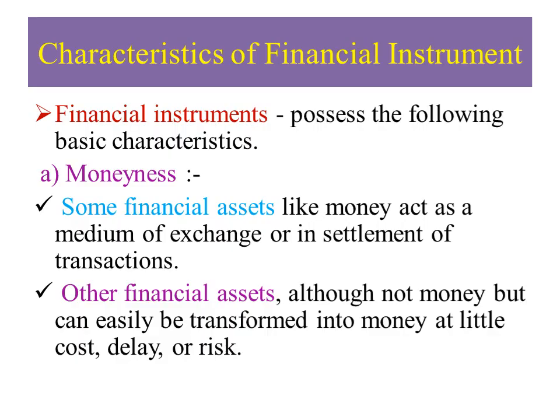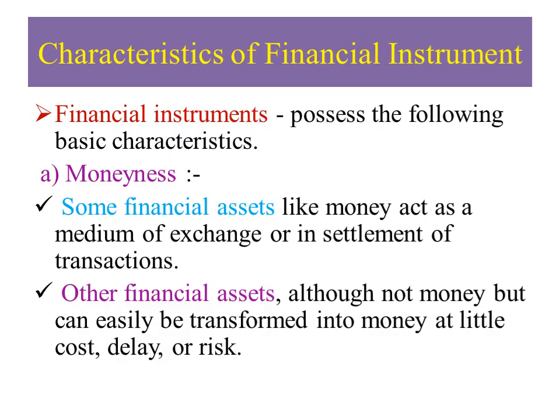This moneyness characteristic of a financial instrument exists when there is a secondary market. Otherwise, we do not call it moneyness, because if there is no secondary market, we cannot exchange or sell our securities to get money. So it needs a secondary market.